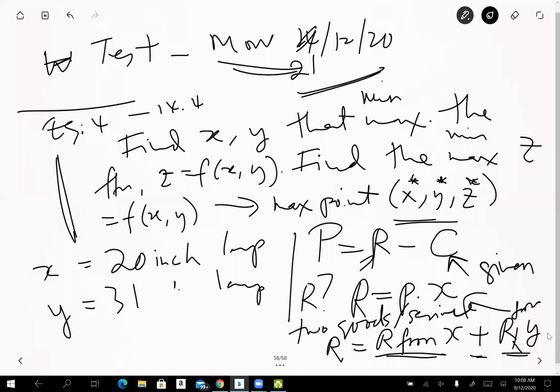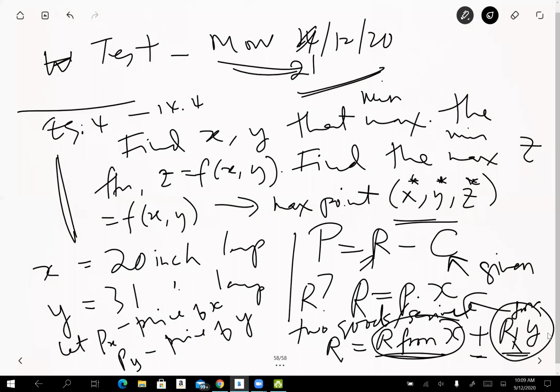So therefore, you let the price of X be equal to PX, and then the price of Y be PY. So you have now 2 prices, PX, PY, the price of X, price of Y. And then the revenue is simply the sum of the revenue of each product. So you just add them up. So our total revenue, or the revenue function now becomes PX multiplied by X plus PY times Y.